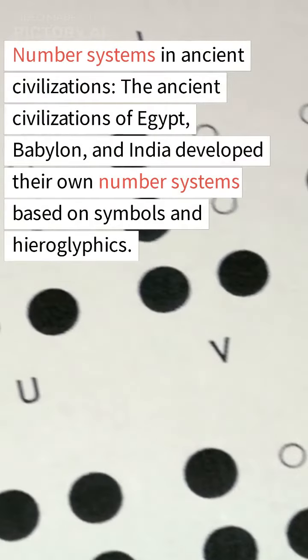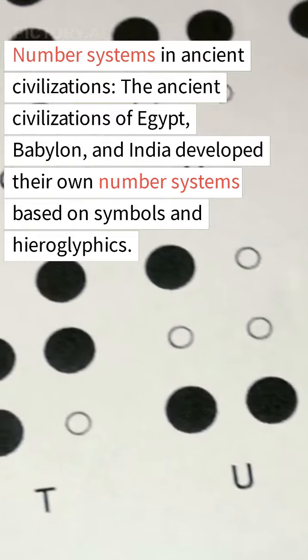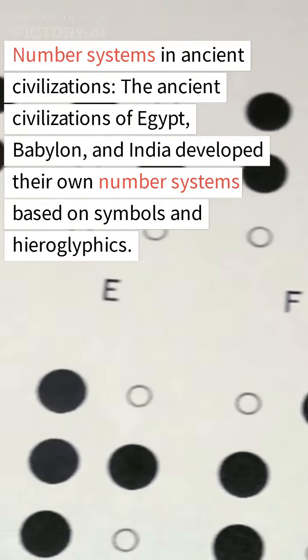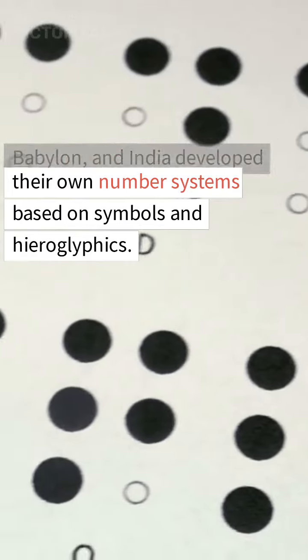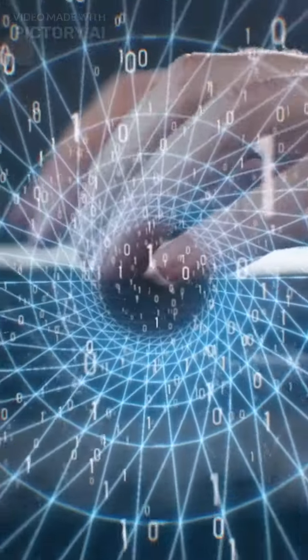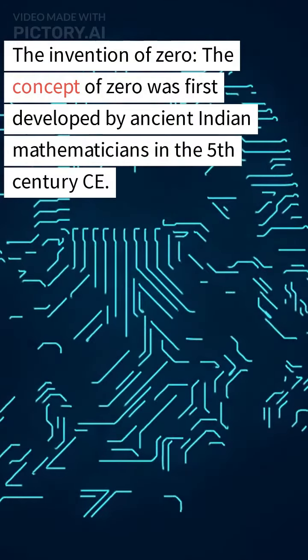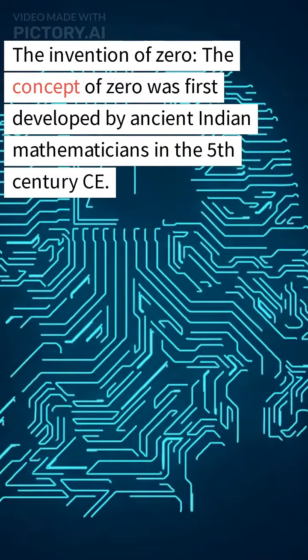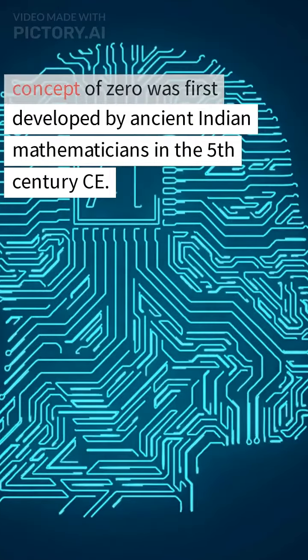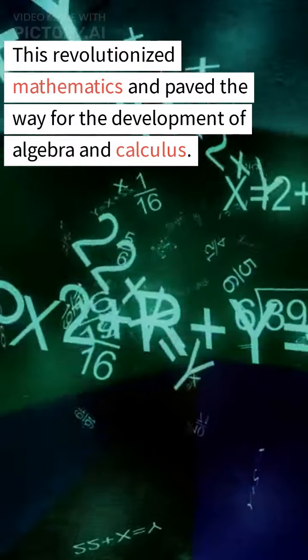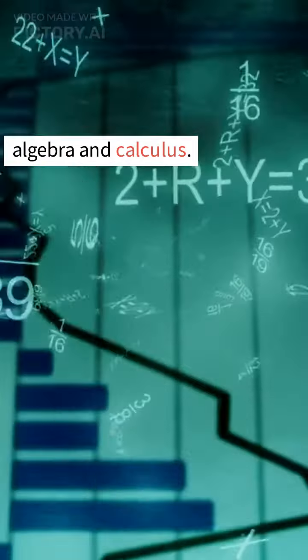2. Number systems in ancient civilizations. The ancient civilizations of Egypt, Babylon, and India developed their own number systems based on symbols and hieroglyphics. 3. The invention of zero. The concept of zero was first developed by ancient Indian mathematicians in the 5th century CE. This revolutionized mathematics and paved the way for the development of algebra and calculus.